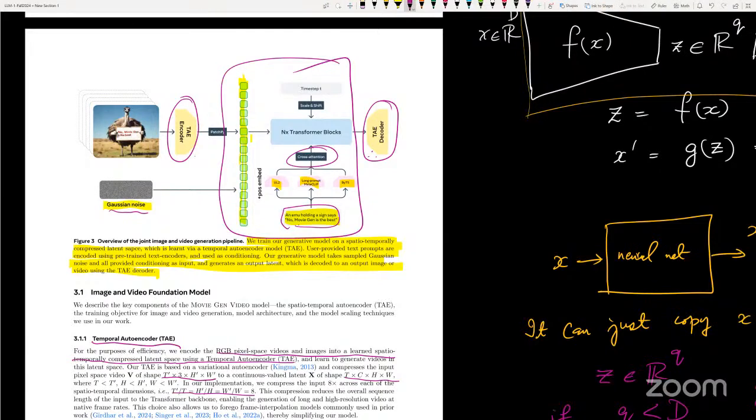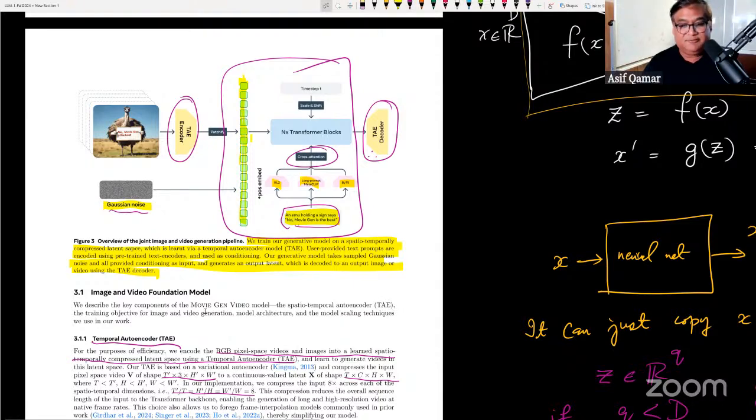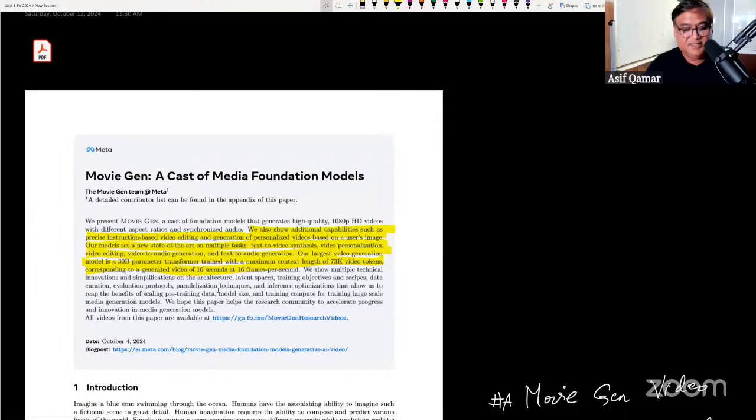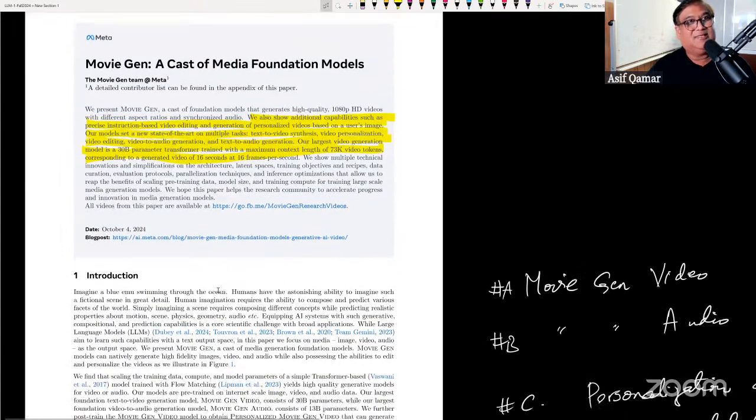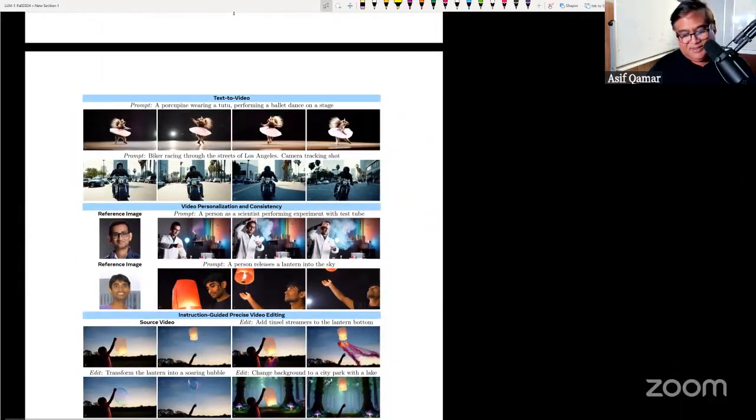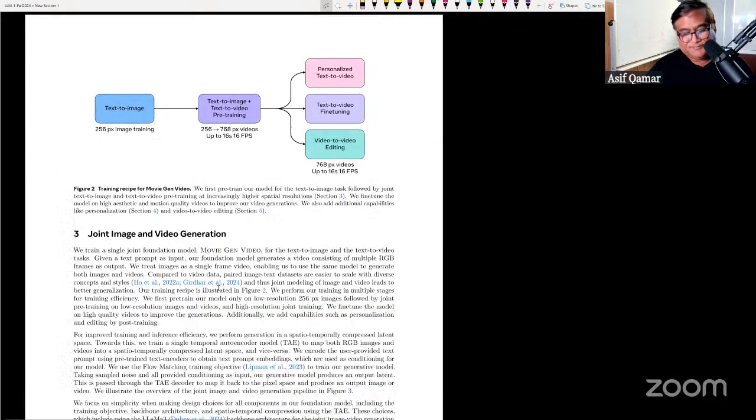So in that case, they might release all of this as a foundation model. It is a foundation model; that is what they say. If you look at the title of this paper, it literally says MovieGen, a cast of media foundation models. These are foundational models, and I think they intend to release it.